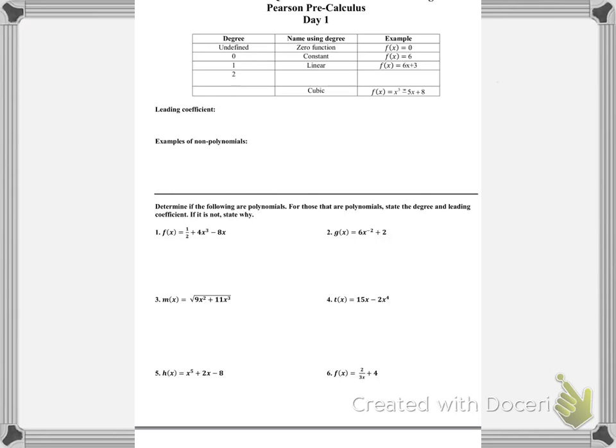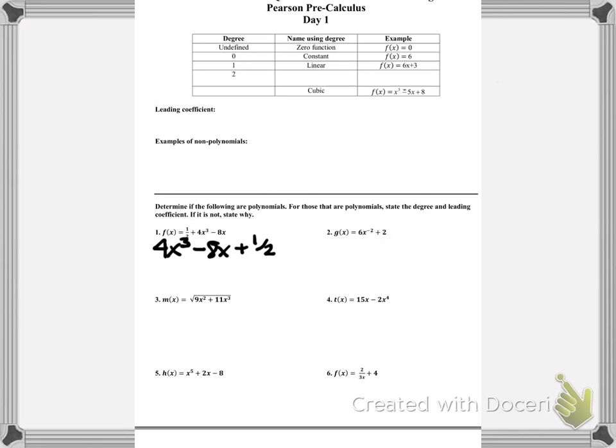Okay, determine if the following are polynomials. For those that are polynomials, state the degree and leading coefficient. If it is not a polynomial, state why. So let's look at the first one. We do have a fraction, but it's not a fraction exponent. If I look at the exponent, here I have a 3. 3's are okay. So let's put that in standard form, which means the highest exponents go first. We'll have 4x cubed minus 8x plus a half.